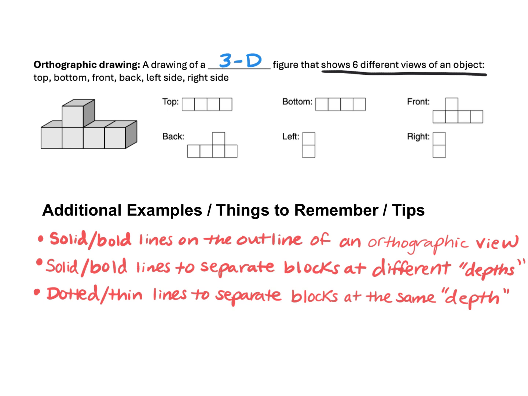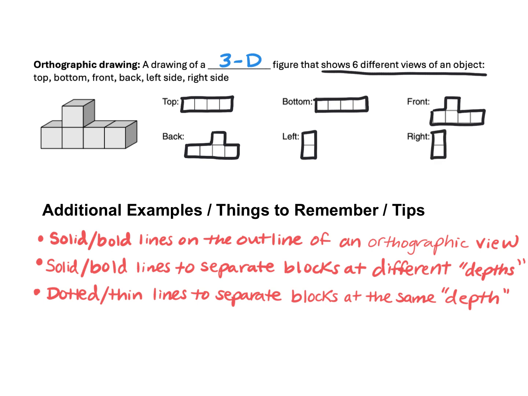On the next page in your note packet, where it says additional examples, things to remember, and tips, please add the following information. Solid or bold lines are always used on the outline of an orthographic view. So if I grab my black pen here and outline these to make them bold, all of the outlines of the figures will always be solid or bolded lines. You'll also use solid or bolded lines to indicate changes in depth. So blocks that are at different depths will be having bold or solid lines.